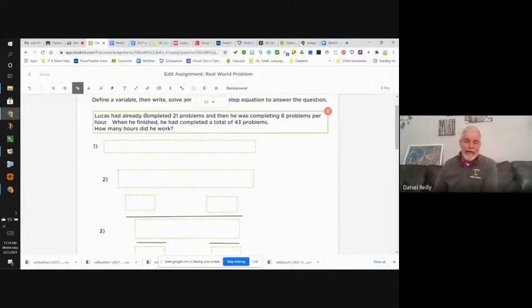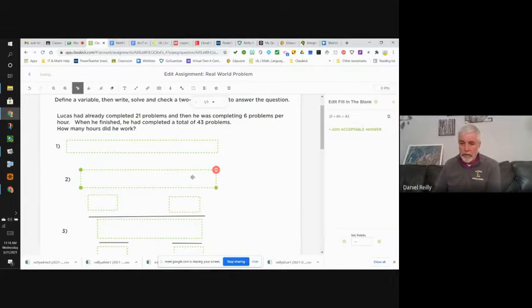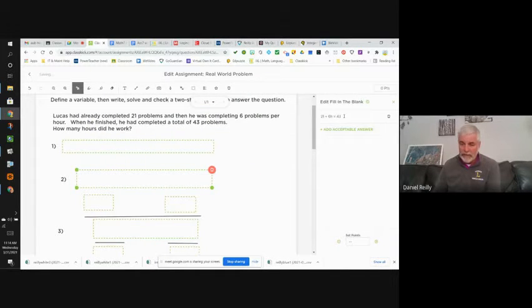Okay, so then there's the equation. He already completed 21, and then he was doing 6 problems every hour. So it's 21 plus 6 times the number of hours, and that's going to equal the total number of problems. So the equation is 21 plus 6H equals 43. That's your 2-step equation for this problem.